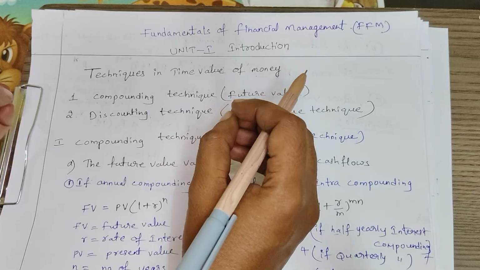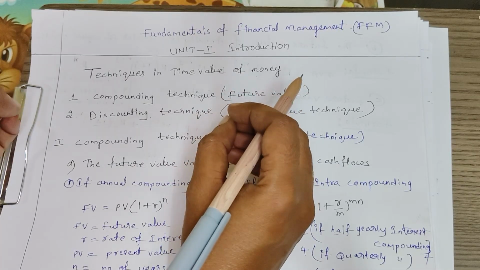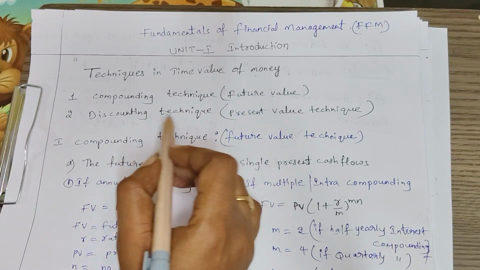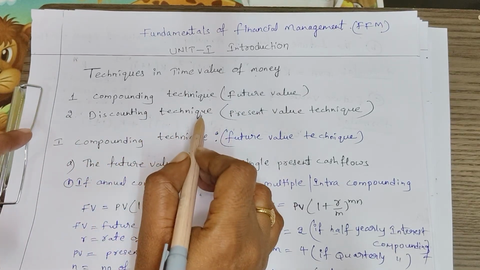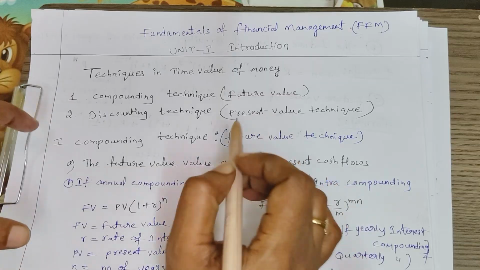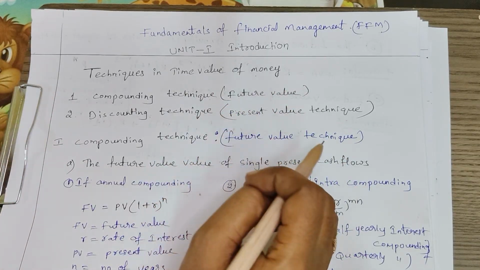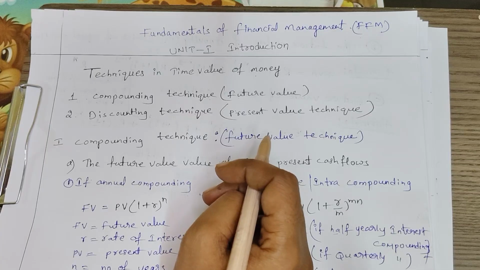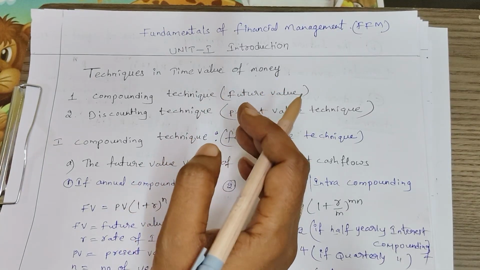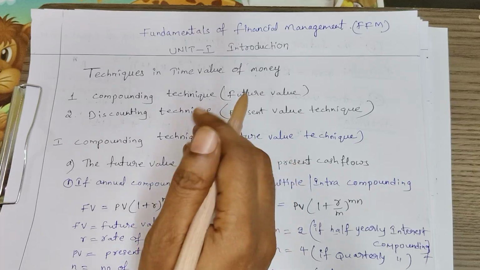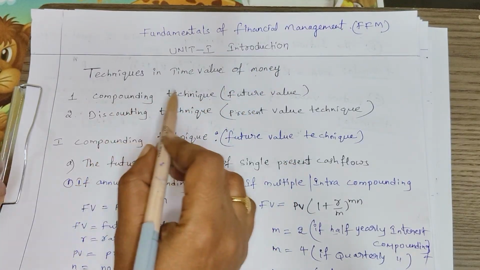So how to calculate future value? That depends on formulas regarding the compounding techniques. Okay. Second one, discounting techniques. So discounting techniques are also called present value technique. So present value technique is a reverse of compounding technique. And also it is known as discounting technique. So it helps to find out the present value of the future money. Okay. So today's class is compounding techniques.